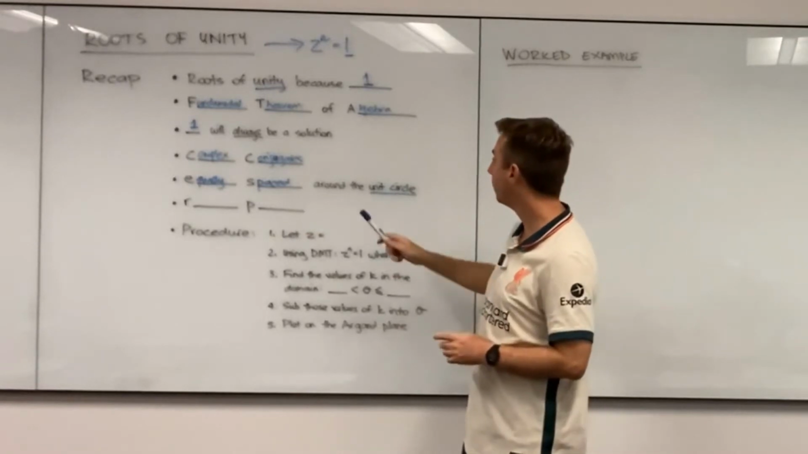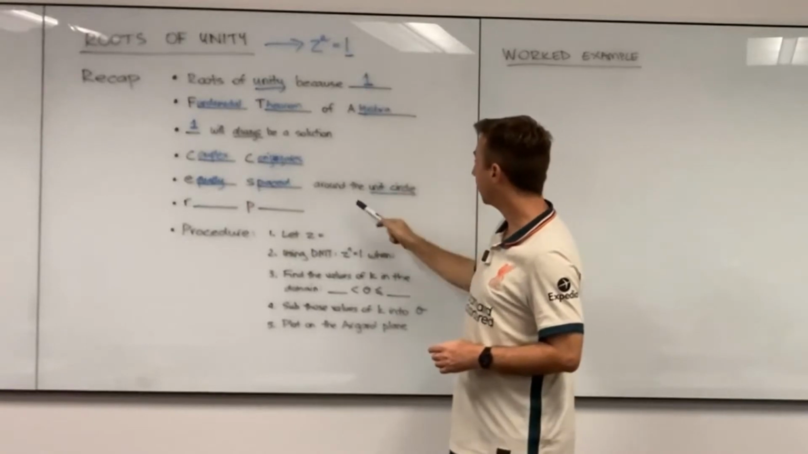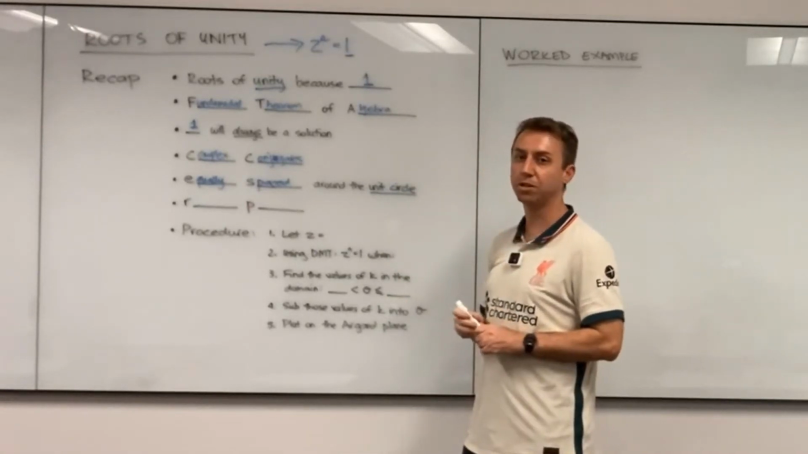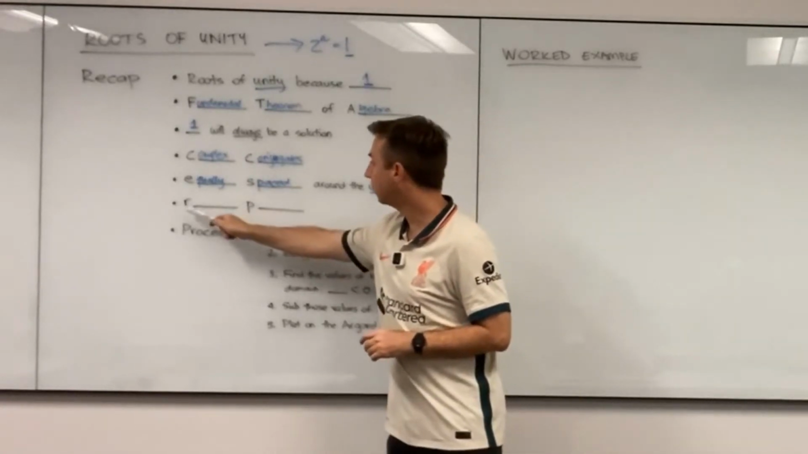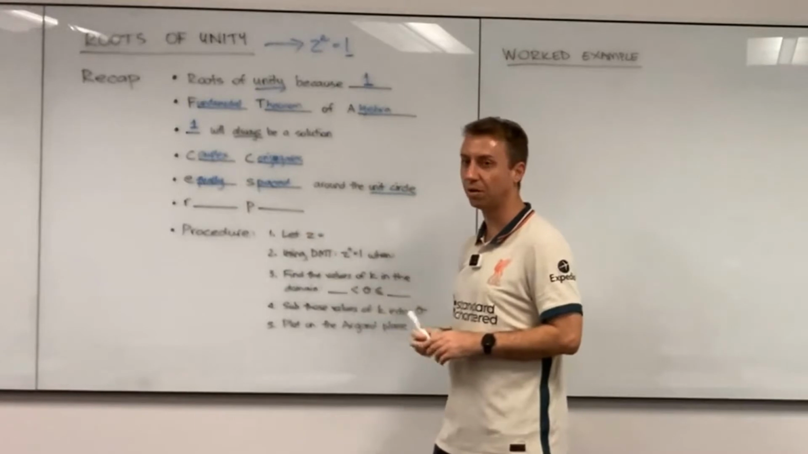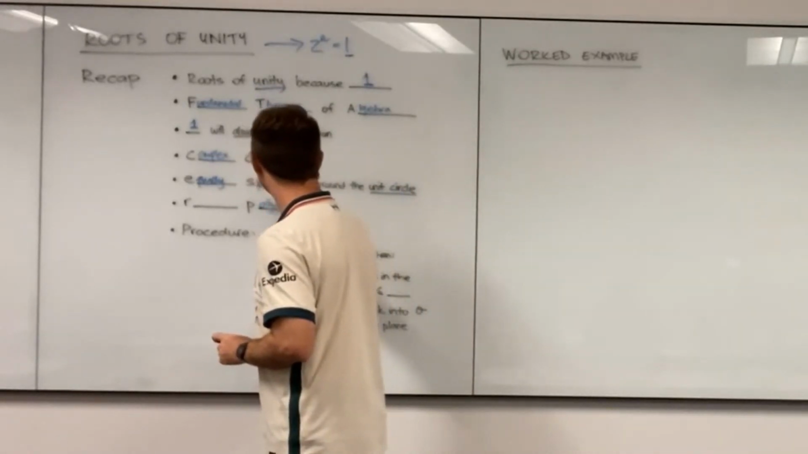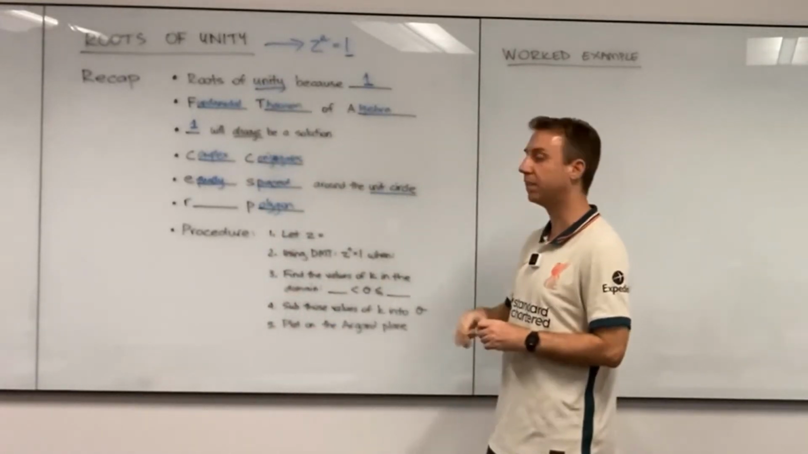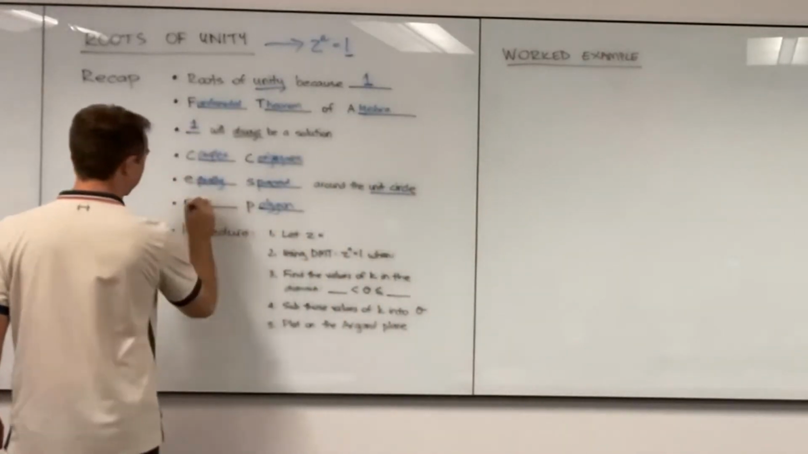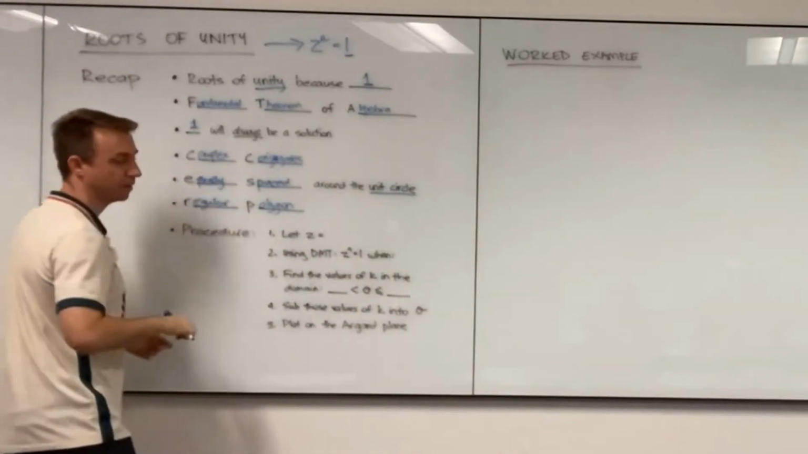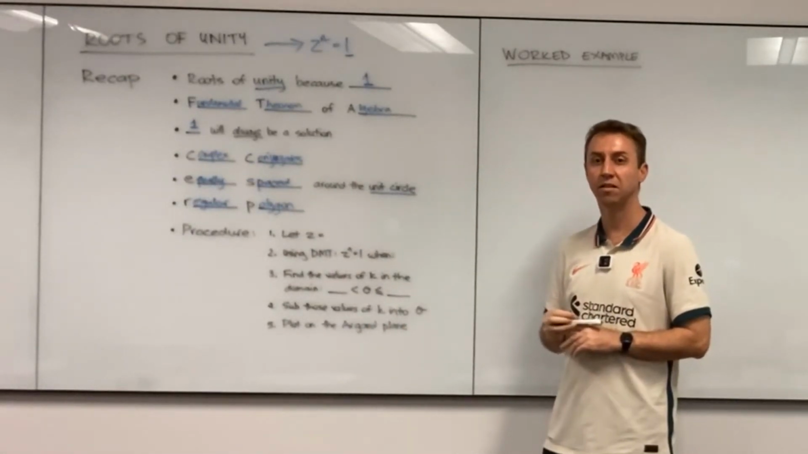Now, when we plot our equally spaced solutions around the unit circle, if we were to join them up, what do you think we will end up with? The first word starts with R, and I'll give you a hint for the second word: it is polygon. What kind of polygon do we get when we join up all of those equally spaced points? A regular polygon, that's right. Do you remember what a regular polygon is? The shape of which each side has the same length.